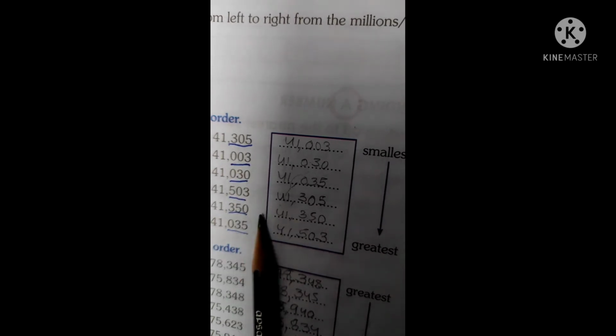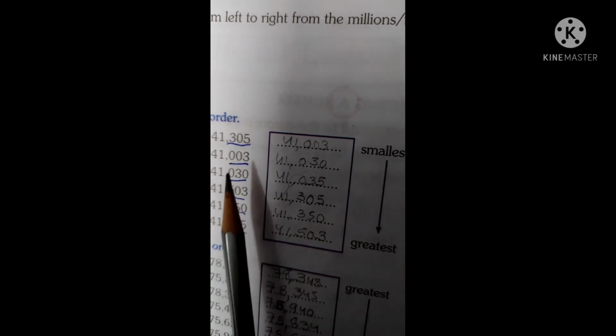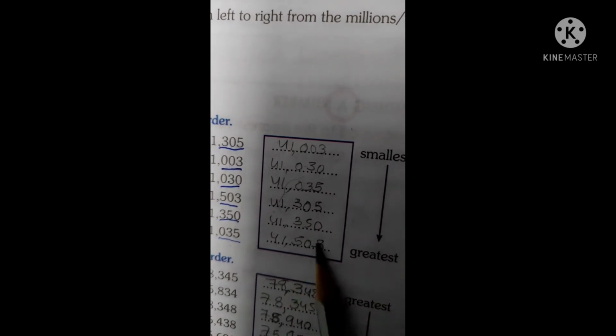And the next one was 41,305, 41,350. So here 305 and 350. So 300 place was same. And here 0 and 5. So 0 is the smallest number than 5. So right here 0. So our answer is 41,305.